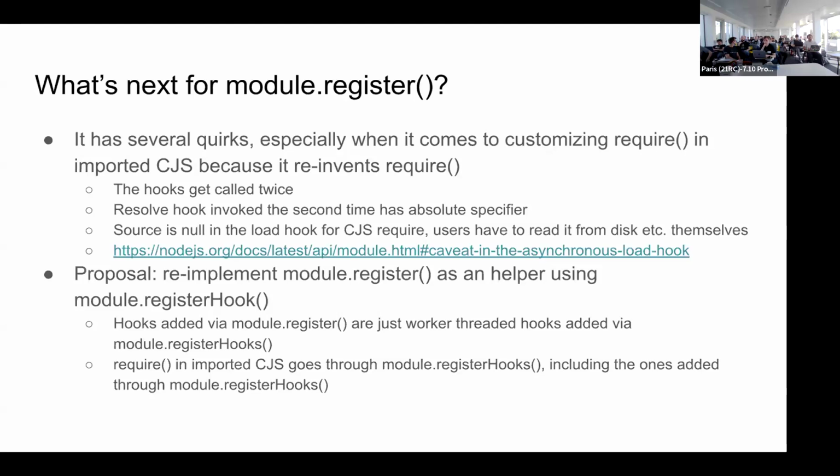And also, to support require with those async hooks, it's currently always done in a way that's blocked off thread. So you always block something off thread. So we already have something that's technically a synchronous off-thread customization. It can actually be re-implemented as an internal helper on top of module register hook. It's just an internal module register hook with a bunch of built-in worker extraction on top.